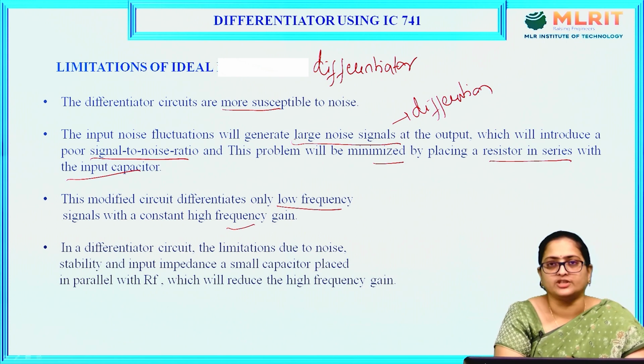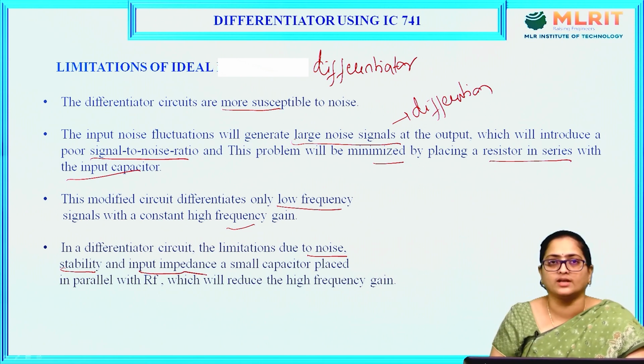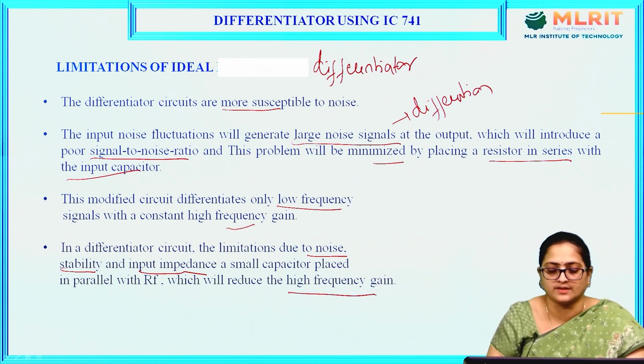And in the differentiator circuit, to overcome limitations due to noise, stability and input impedance, a small capacitor placed with RF will provide a high frequency gain.